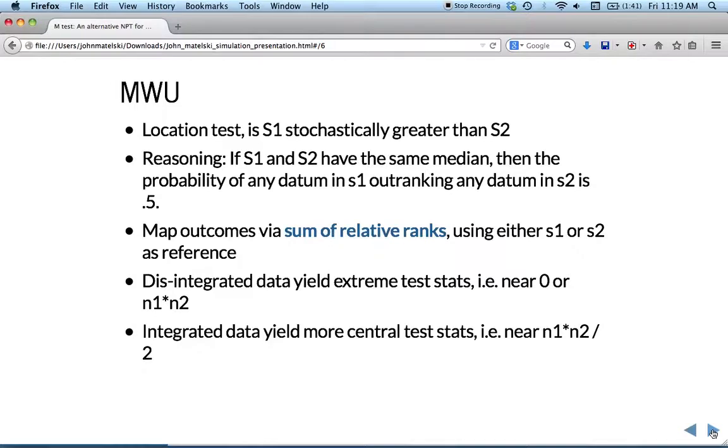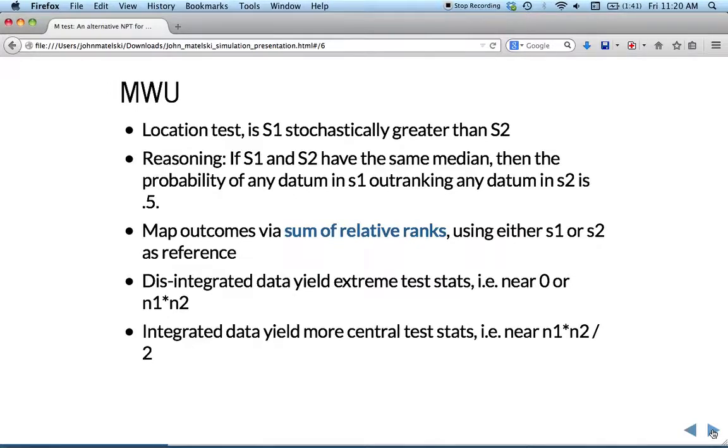The idea is that if they are stochastically equal, they would have the same median, and the probability of seeing outrankings of a data in one vector relative to a data in another vector would be 0.5, and then you could just get the sum of the relative ranks for one of the vectors, and that's the idea of how you're mapping from the configuration of the data to a single number. So you sum the ranks.